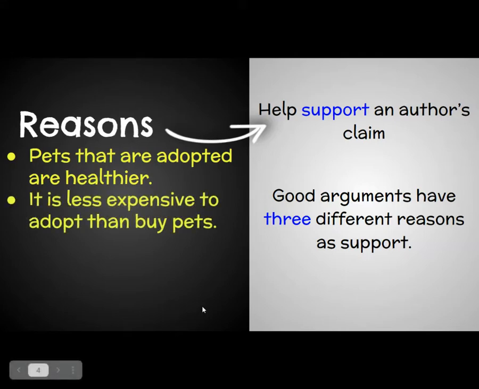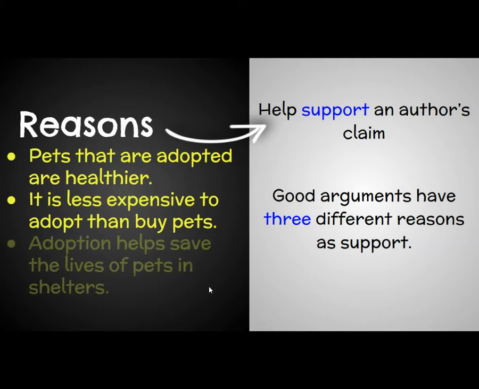Another good reason, according to the article, was that it's less expensive to adopt than buy pets. The article goes into how much money it costs to adopt versus buying pets. And a third reason that the article mentioned to support the claim is that adoption helps save the lives of pets in shelters. I think we read in the introduction that 3.3 million dogs are put in shelters every year. So adopting pets will help save their lives. Make sure that you have all 3 reasons in your notes.